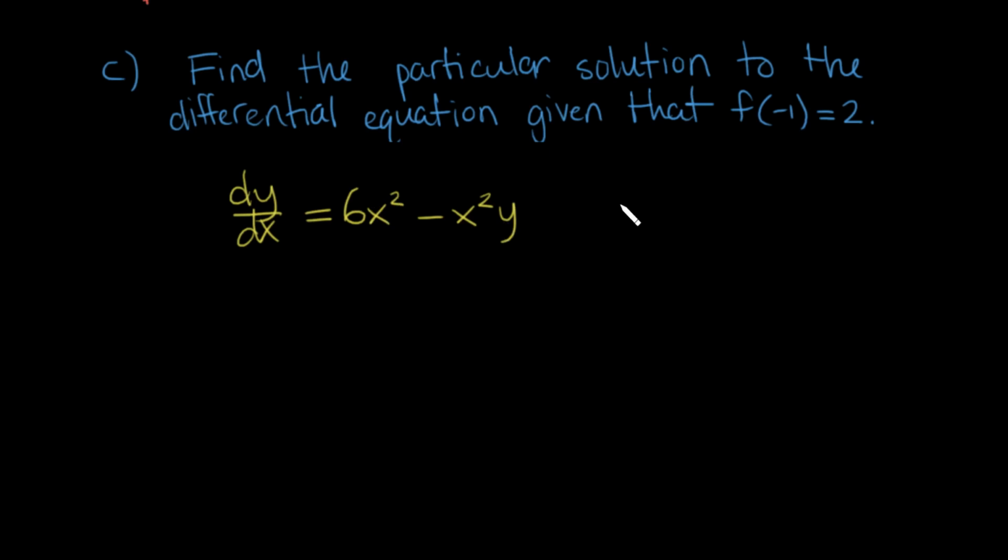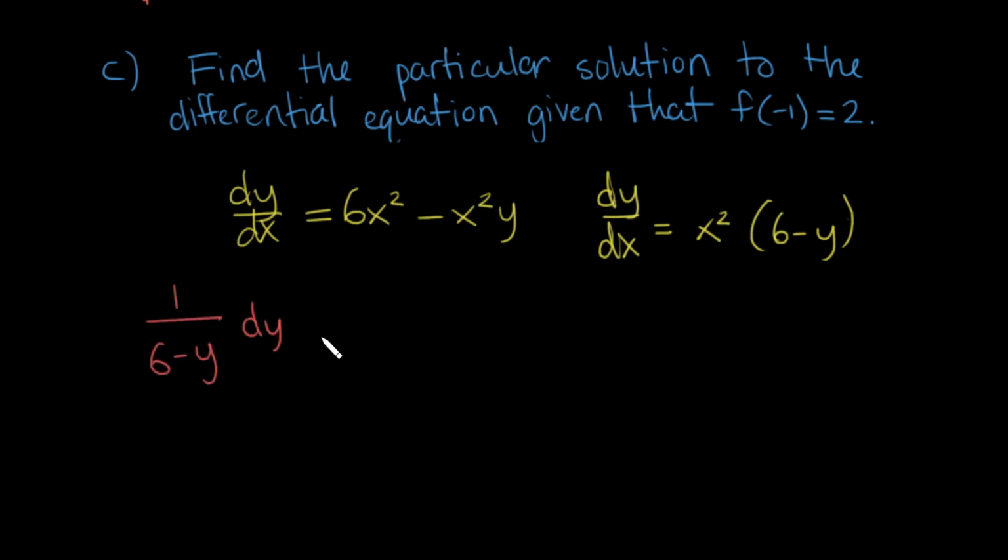So how can we do that? We can rewrite it like this. We can say dy/dx equals, and then factor out the x squared. So you get x squared times (6 minus y). And you see here, we have a function of just x's and a function of just y's. And at this point, we can be ready for an integral by doing this. We can multiply by dx and divide by 6 minus y. So we say 1 divided by (6 minus y) dy equals x squared dx. Now it's prime time for integrals.